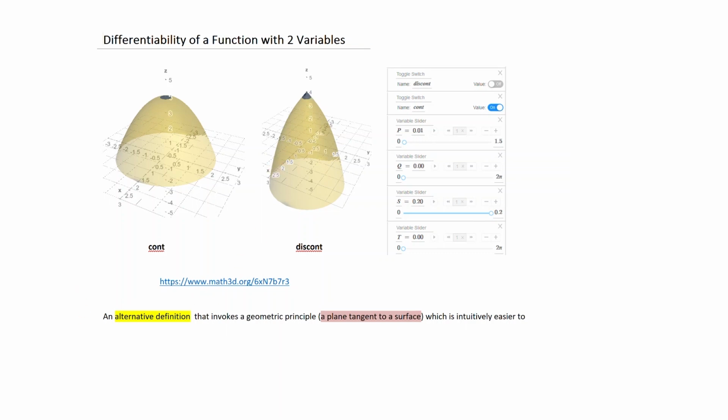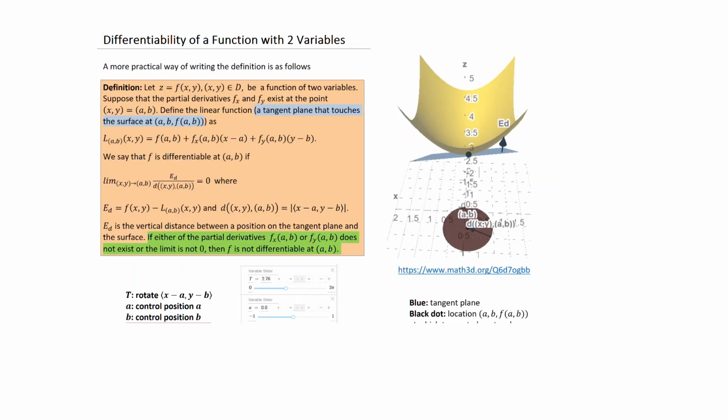Remember, in the case of one variable, we said there was an alternate definition motivated by a geometric principle. With two variables, we have the same idea, but rather than dealing with a tangent line, we're talking about a tangent to a surface, that is, a plane that's tangent to a surface. We can take any flat plane and touch it on this surface, and it will touch at only one point. This is intuitively easier to grasp this way, and so we're going to detail this on the next page.